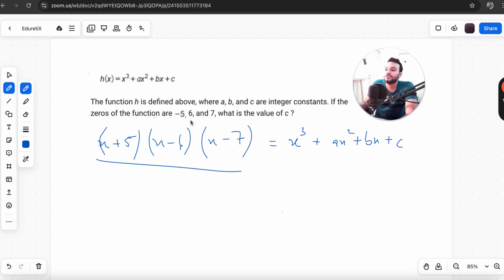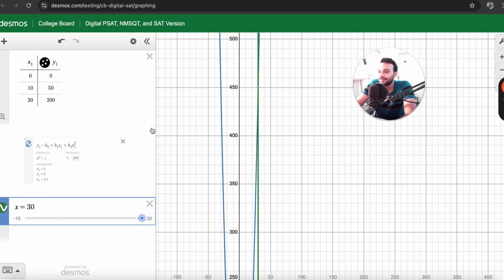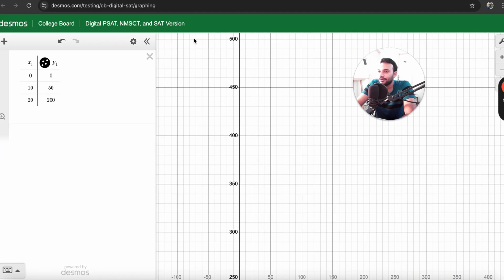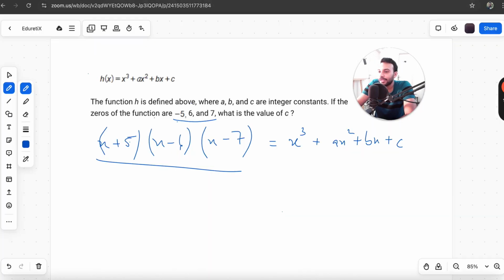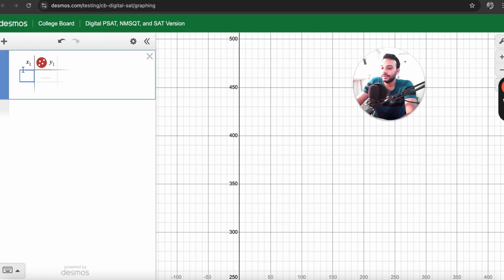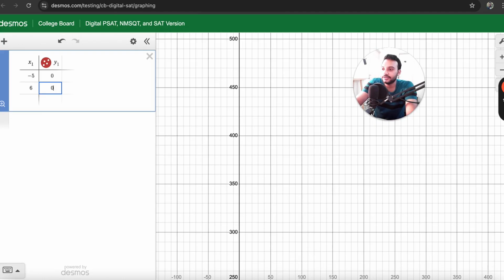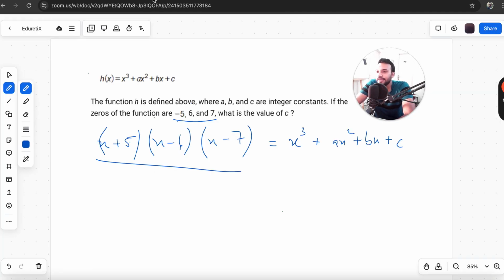What is the meaning of zeros? Zeros means these are the values of x at which y is equal to 0. The function's value is equal to 0. So we already have 3 points given to us. Let's go to DESMOS and do the regression. This time we're going to do a cubic regression. Okay, so let's put in the table, and we have -5, 6, and 7. X is equal to -5, it's a 0. X is equal to 6, it's a 0. X is equal to 7, it's a 0. Okay, these points are given.